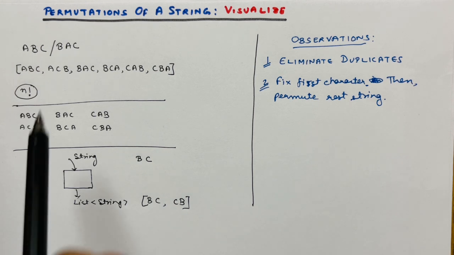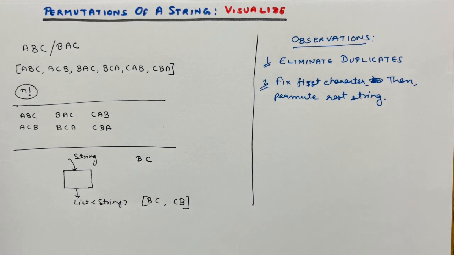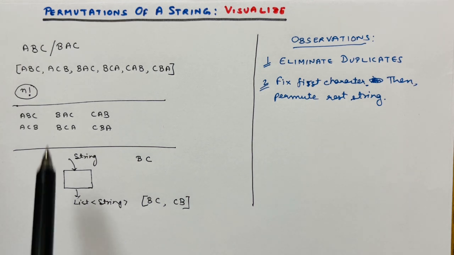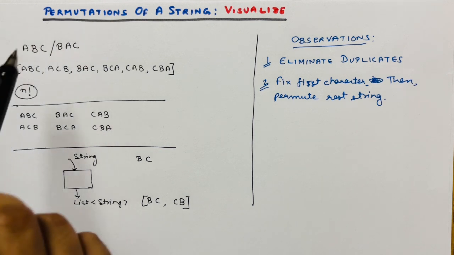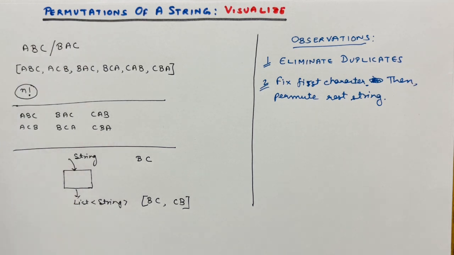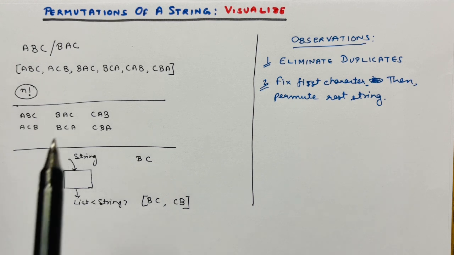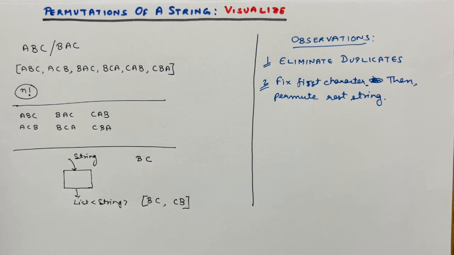But what if the string given was BAC? Then how would we have done it? Then also it would be pretty simple. We will have to just first sort this string BAC into ABC and then we can do the same thing.